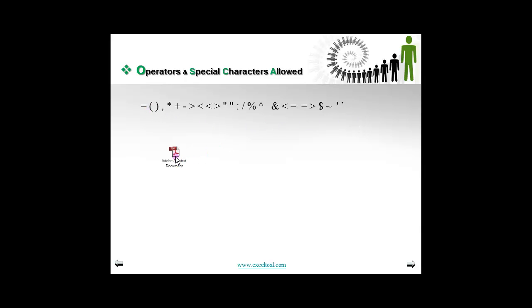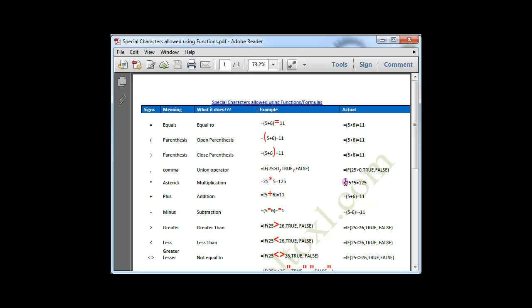I have actually created a PDF for you to download. This is the PDF. Now let's see the special characters that are allowed using functions. We have a few signs in the first column, the meaning of the sign and what we call that sign in the second column, and what it does in column 3. I have given an example for each symbol, when we use these symbols and how it actually looks while working in Excel.